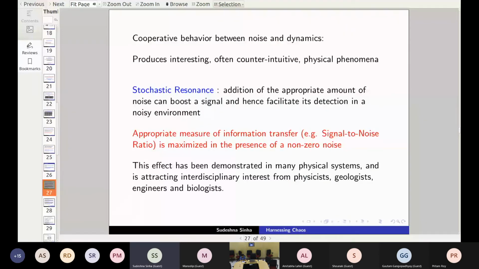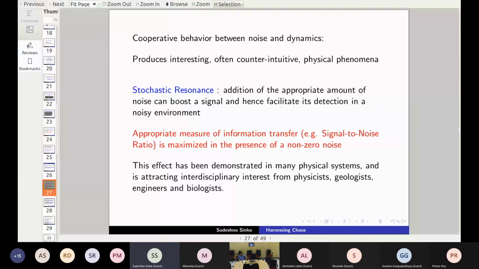There were results which indicated that noise and dynamics could have a cooperative effect. And when they come together, their interplay can give counterintuitive physical phenomena. Basically, you could add an appropriate amount of noise and it could boost a signal, because the usual understanding is noise kills signal. Noise is the opponent of signal. But here you want to use a bit of noise to boost signal and facilitate detection.